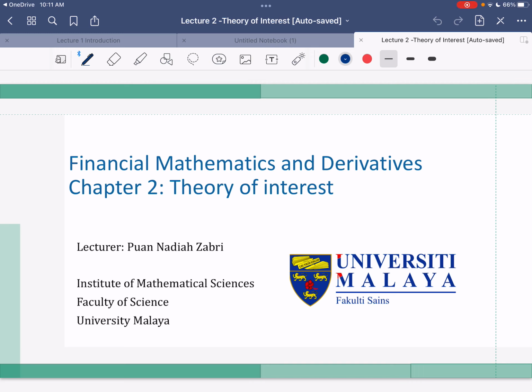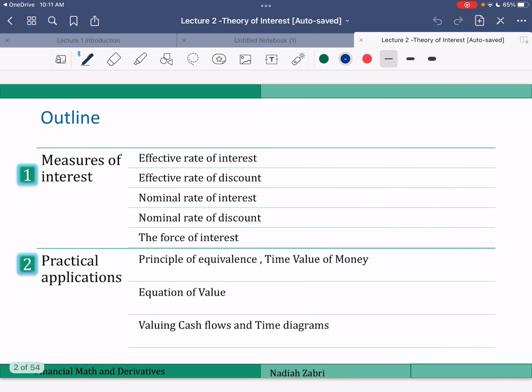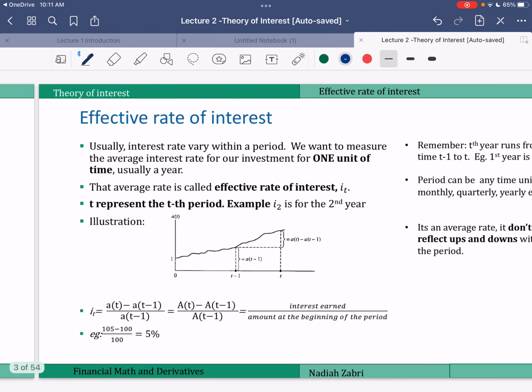Hi everyone, welcome back. So this is the second lesson, which is on the theory of interest. So today we'll be focusing on these two parts. This is the effective rate of interest and effective rate of discount.